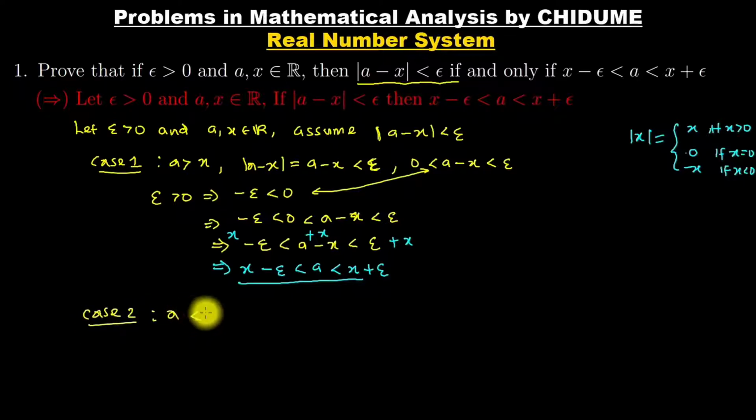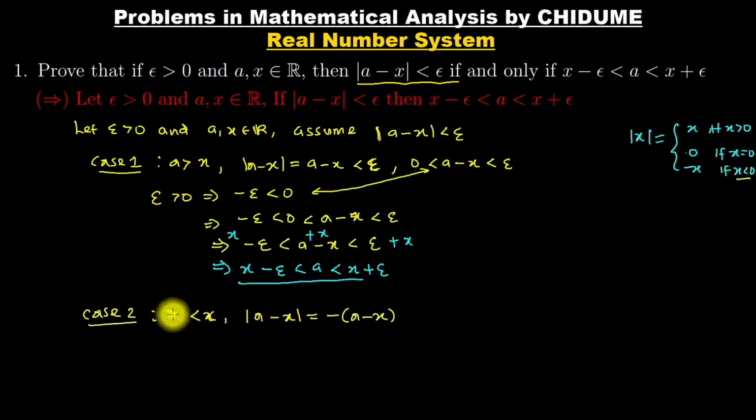is less than x. Okay, so if a is less than x, from the diagram, what will happen to the absolute value of a minus x? Obviously, if a is less than x, a minus x is going to be negative. So this would give us the negative of a minus x, from this definition here.